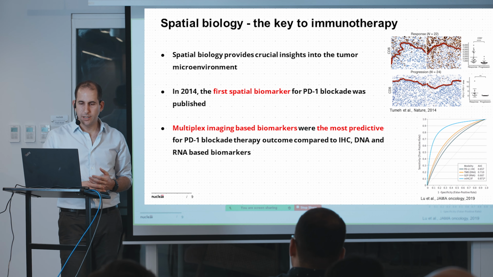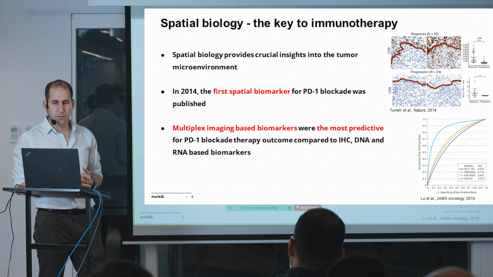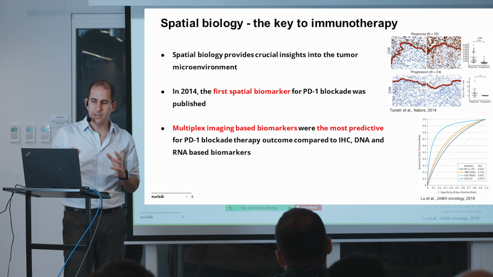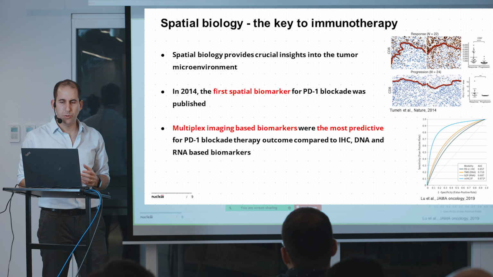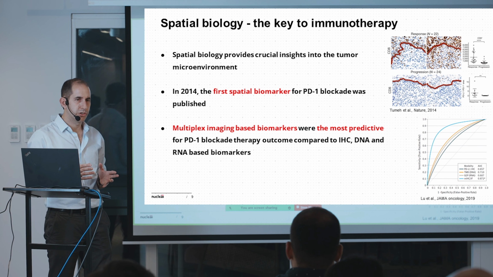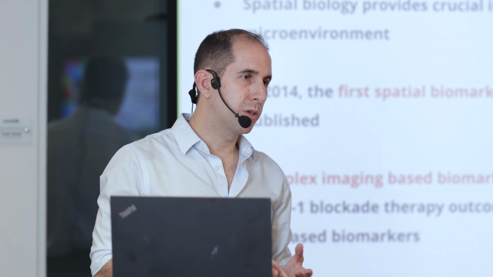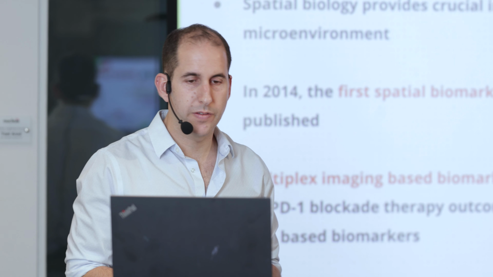In 2014, the first spatial biomarker was reported for PD-1 blockade, and in this case, they focused on the CD8 fraction within the tumor invasive margin, where responding patients had a lot more CD8 T cells within the invasive margin, and they also had a higher proximity between PD-1 and PD-L1 positive cells.